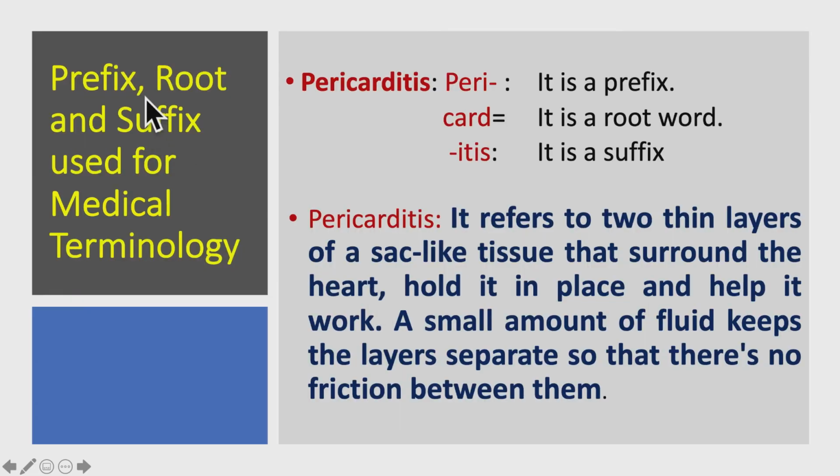Next, prefix, root word and suffix used together in medical terminology. Pericarditis: card is the root word, and itis is a suffix. If you put all three together, peri is the prefix, card the root word, and itis the suffix, together it becomes pericarditis. It refers to two thin layers of a sac-like tissue that surround the heart, hold it in place and help it work. A small amount of fluid keeps the layers separate so that there is no friction between them.